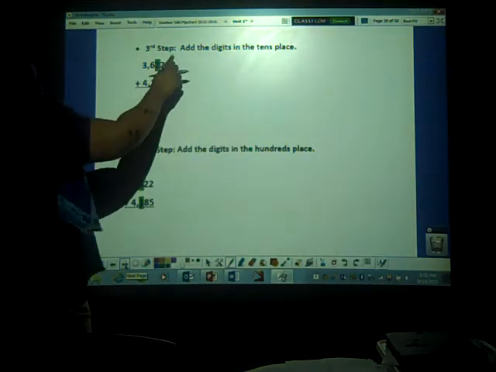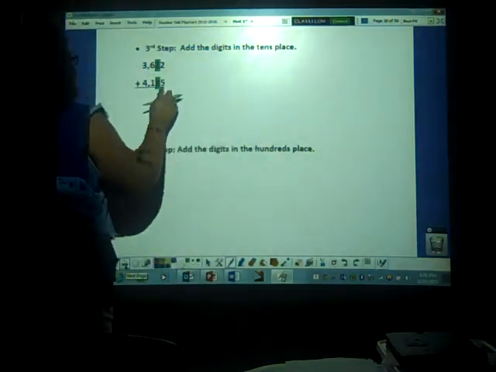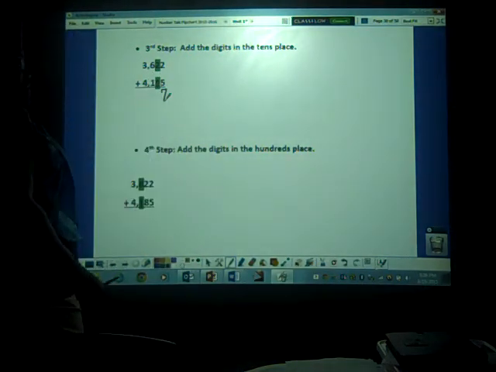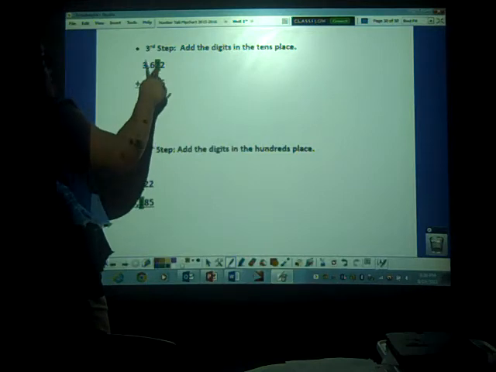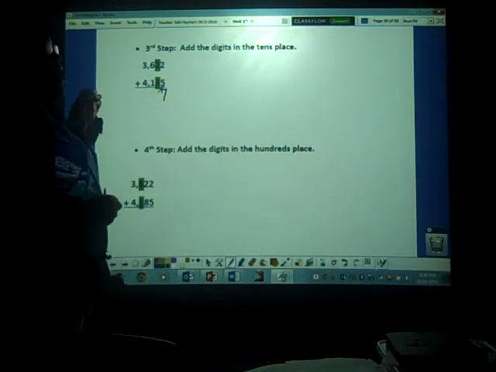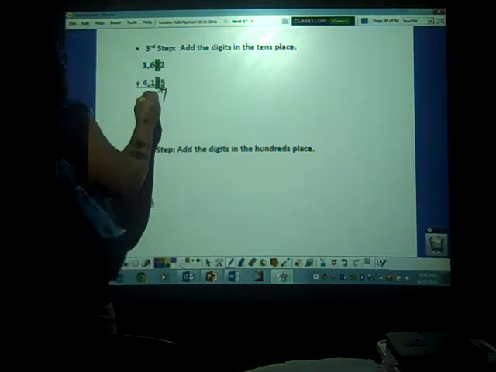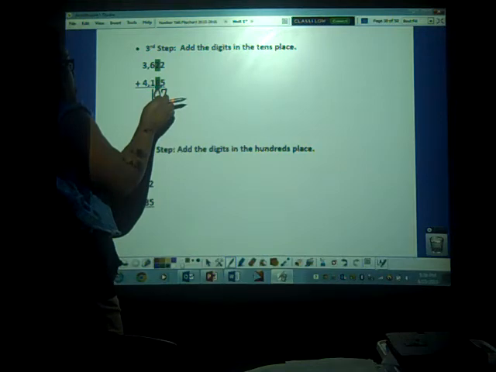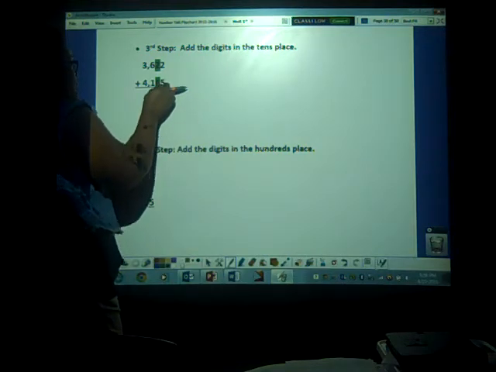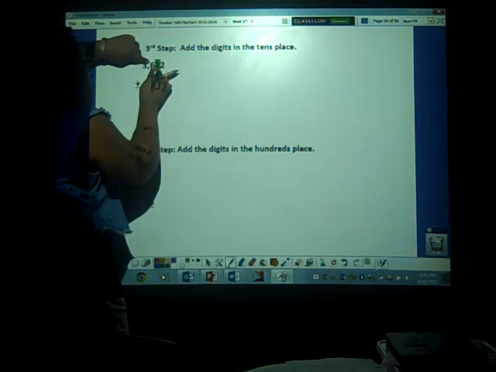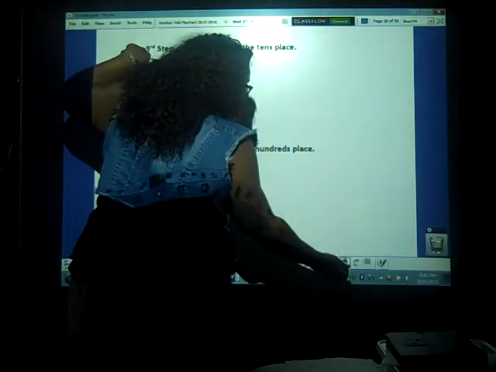Now, step 3, we're going to add the digits in the tens place. So we already did the ones, 5 plus 2, and we got 7. Now we're going to add the digits in the tens place. 8 plus 2 is 10. Remember, I have to regroup. I cannot write 10 down right here. No, we have to take the 0 in the ones place in 10 and place it down, and then take that 1 in the tens place and place it over here in the hundreds column.